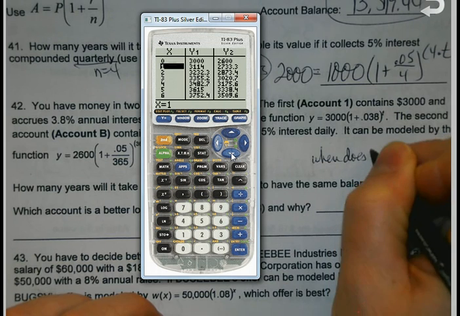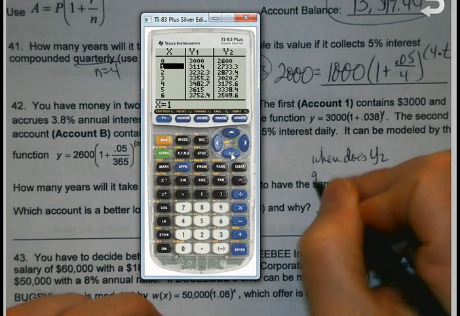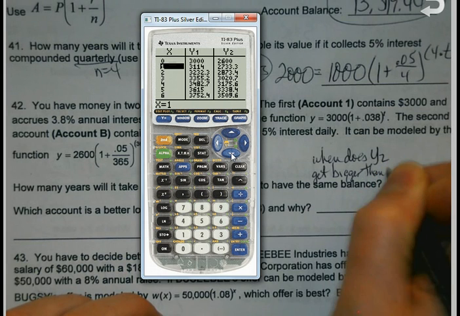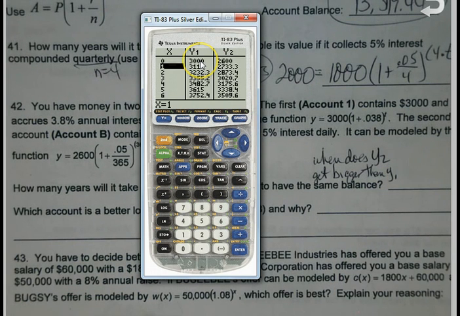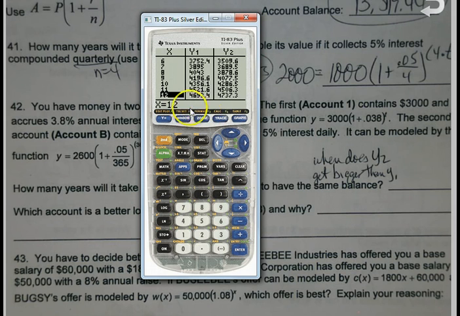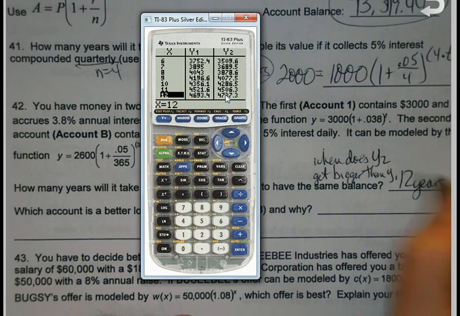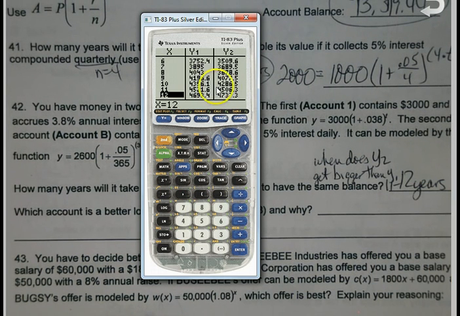When does y2 get bigger than y1? Because you notice at the start, the first column is bigger. Now, as I start to scroll down, at some point, the second column is going to get bigger. And there it is. Okay, it took until I got to 12. So sometime around 11 to 12 years, because at 11 the second one's less, at 12 it's bigger. So somewhere in that period, this is going to happen.